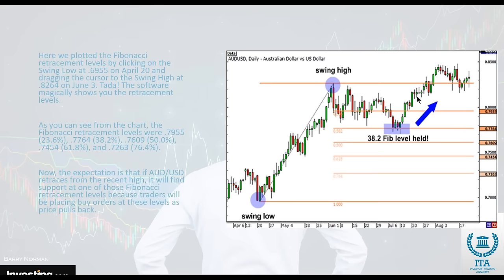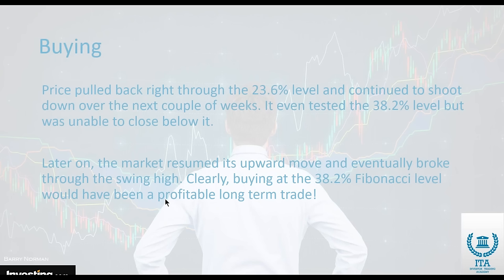So price pulled back right through the 23.6 level and continued to shoot down for the next couple weeks. It even tested the 38.2 level, but was then unable to cross below it. Later on, the market resumed its upward move and eventually broke through the swing high. Clearly, buying at the 38.2 Fibonacci level would have been a profitable long-term trade.